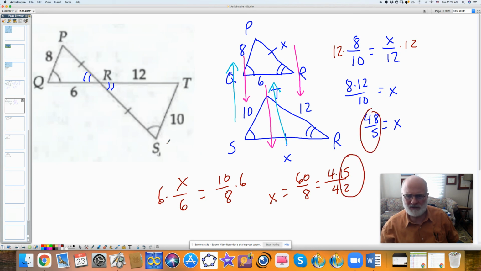This is impossible. These can't possibly be the same length because I would have to get the same number for both of these for them to be the same. And so that's why it doesn't work.